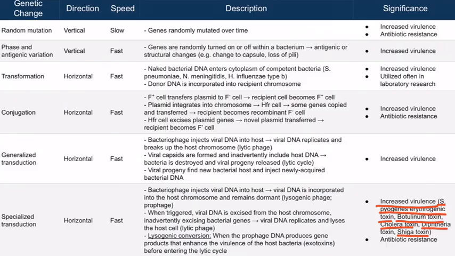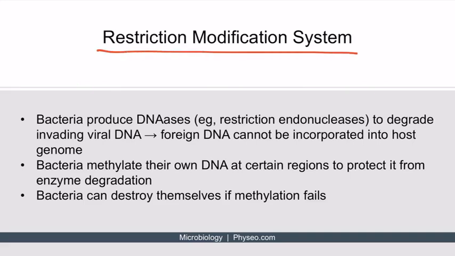Now we've covered the material in this table. But before we leave the table, I want to draw your attention back to these bottom two rows. We just discussed generalized and specialized transduction. And when you think about it, viruses can really take advantage of bacteria and ultimately kill them as new virions are formed. And to combat this, many bacteria have a mechanism called restriction modification. Let's discuss this concept on a new slide. To understand the restriction modification system, you need to realize that bacteria produce DNAases, or deoxyribonucleases. Included in this large group of enzymes are restriction endonucleases. These restriction endonucleases are the tool of the restriction modification system.